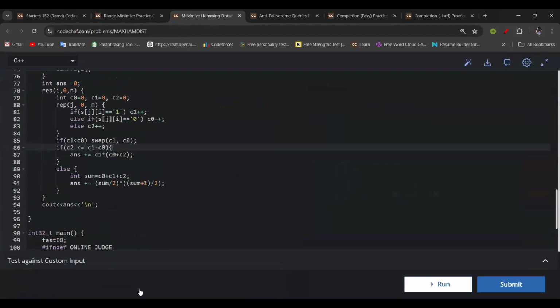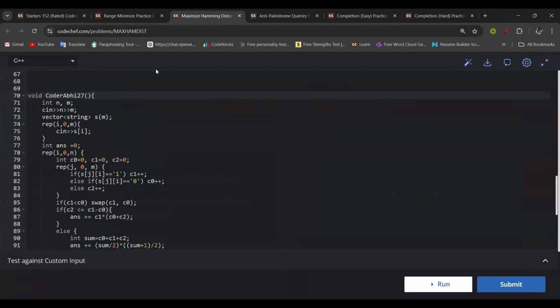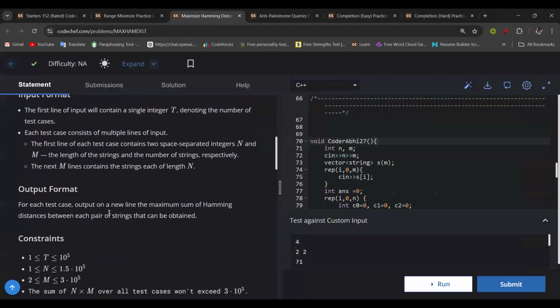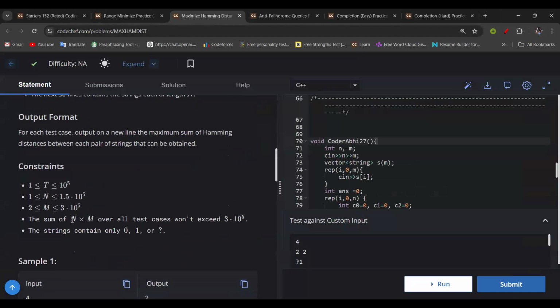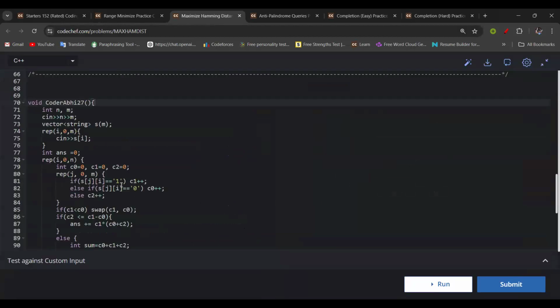Okay, let's see the code, what I'm doing. One more thing: in my question, I was given the constraints that the sum of n into m would not exceed 3 into 10 to the power 5 for all test cases. So O of n into m complexity is acceptable.